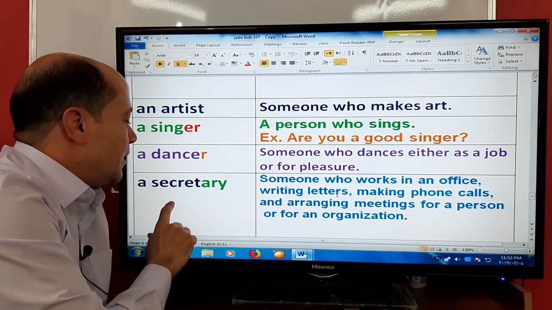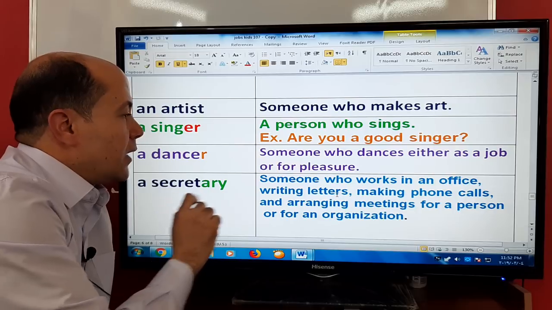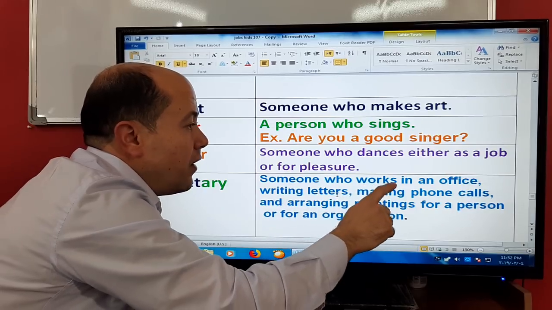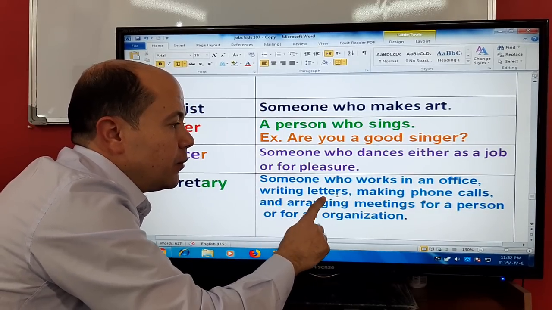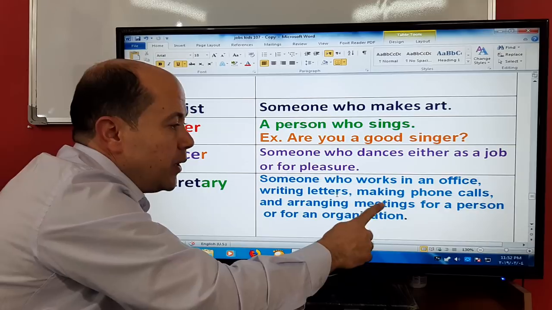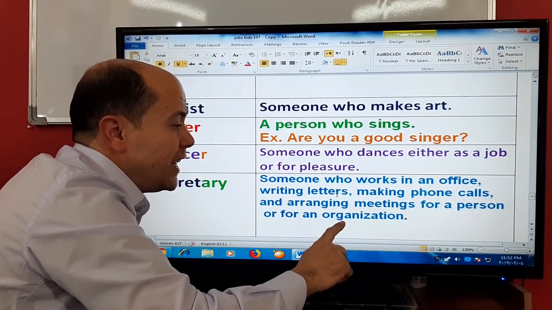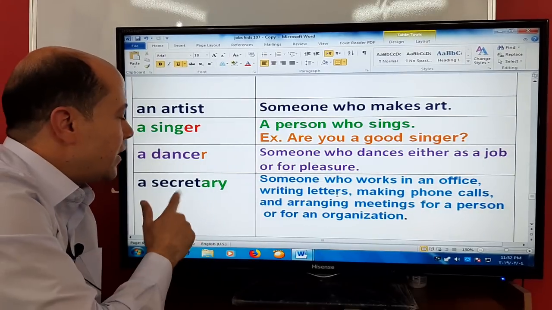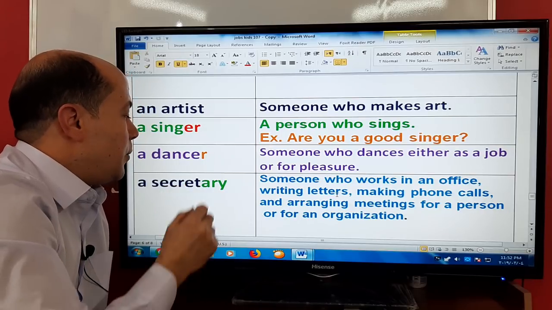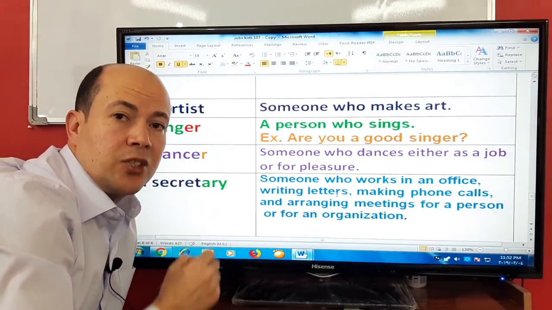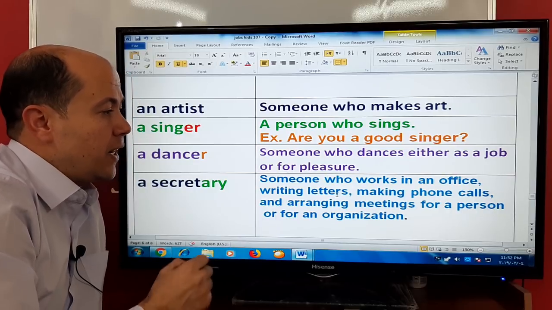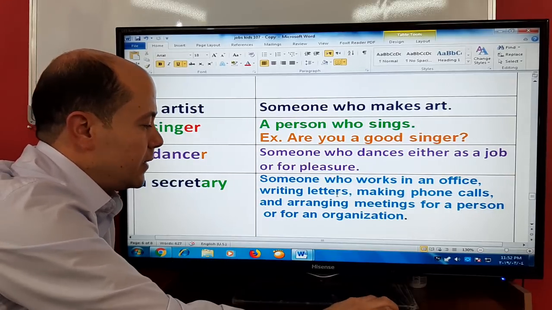A secretary. Someone who works in an office. شخص ما الذي يعمل في مكتب. Someone who works in an office, writing letters, بيكتب خطابات, making phone calls, يصنع مكالمات تليفونية, and arranging meetings, ويرتب المقابلات for a person, لشخص, or for an organization, أو لمنظمة أو لهيئة. Secretary, a secretary. I need a secretary. أنا محتاج سكرتير. In British English, we say secretary. American, secretary.